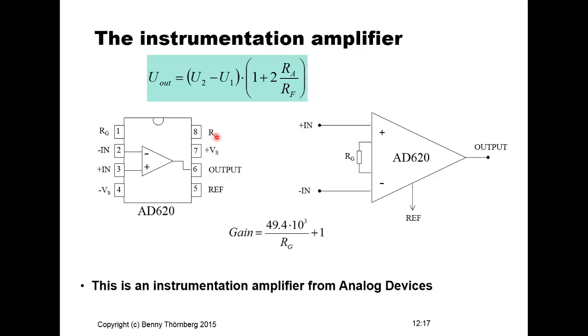And if you look at the gain expression that is also supplied in the data sheet from Analog Devices, it looks like 49 kilo ohms divided by RG plus 1. That then corresponds to this expression that we see here. And here is a schematic symbol having RG on the output. So this external resistor is then used to set the amplification of the instrumentation amplifier.